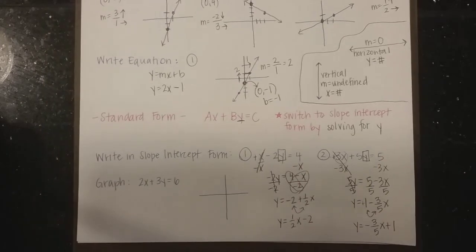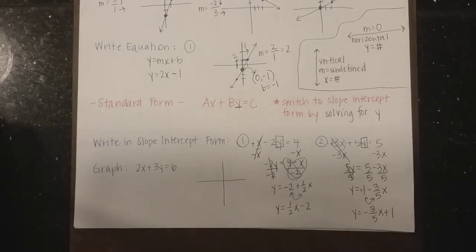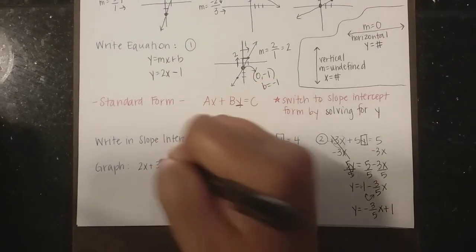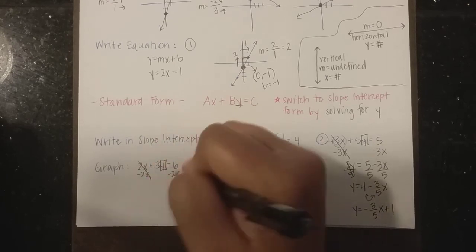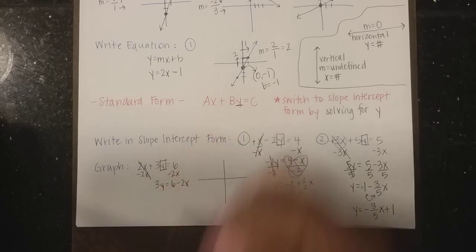All right, one more. I'm going to graph, but I'm given the equation in standard form. If I want to graph right now and I'm given standard form, we're just going to switch it to slope-intercept form and then graph like we did earlier in the video. So to start with, I got to switch. So I'm going to start by getting y by itself and subtract the 2x from both sides. So I get 3y equals 6 minus 2x.